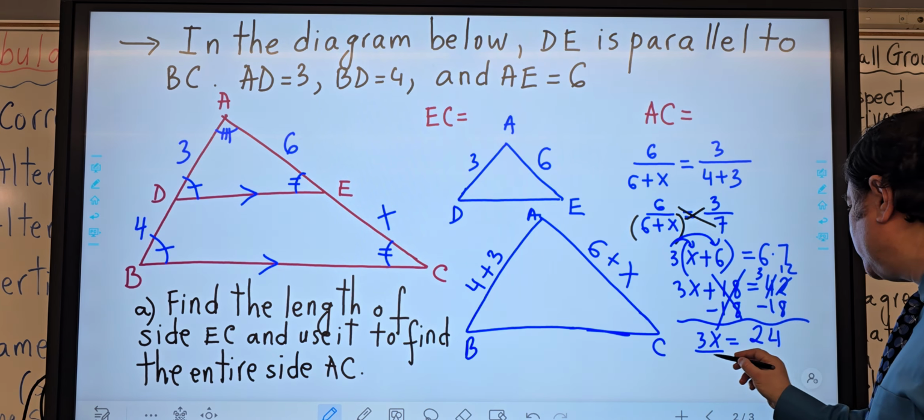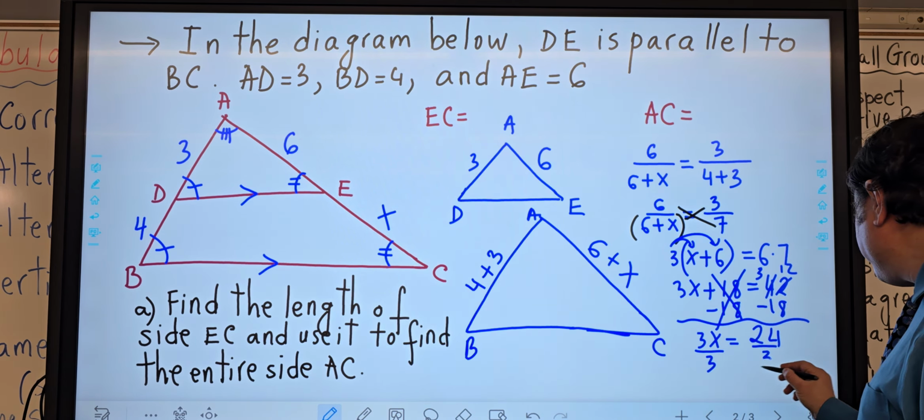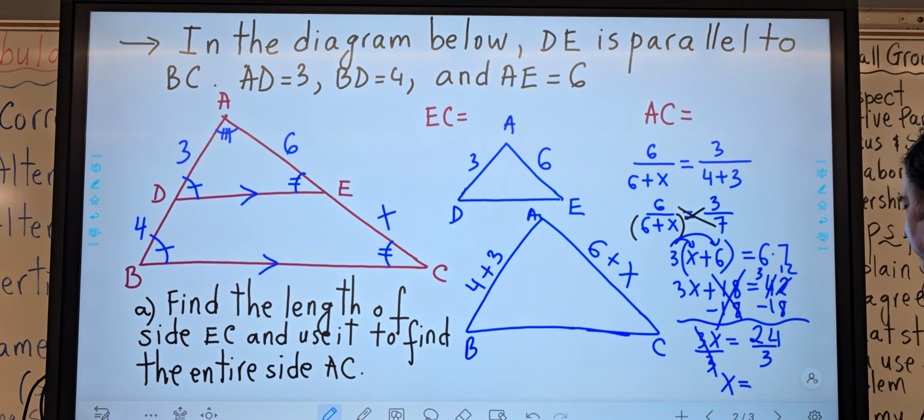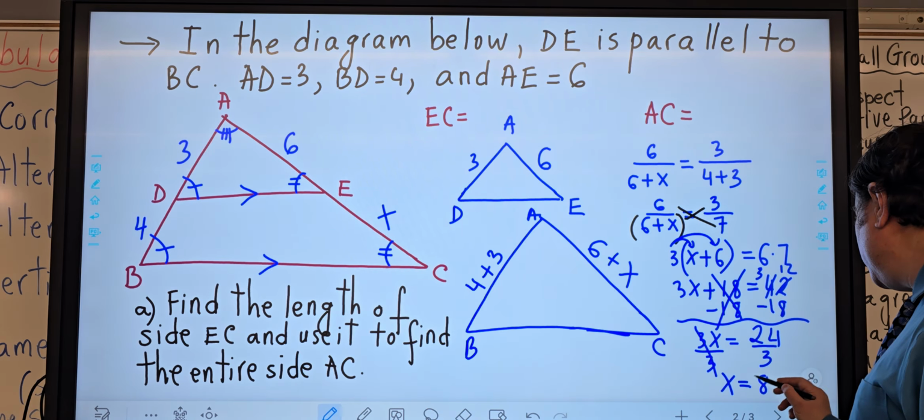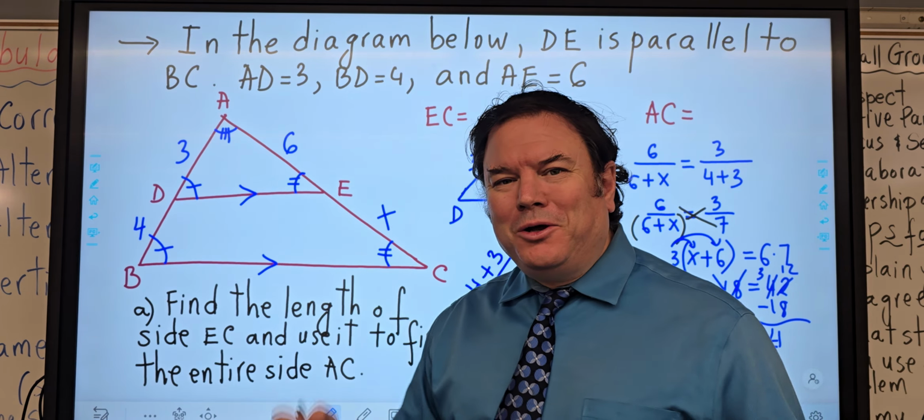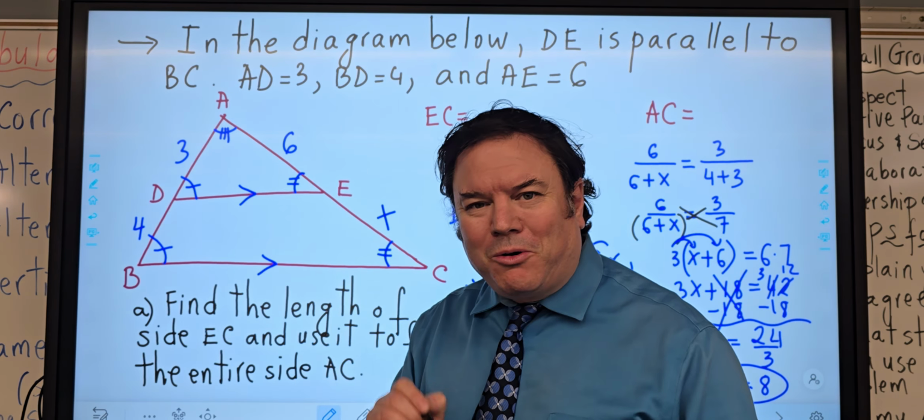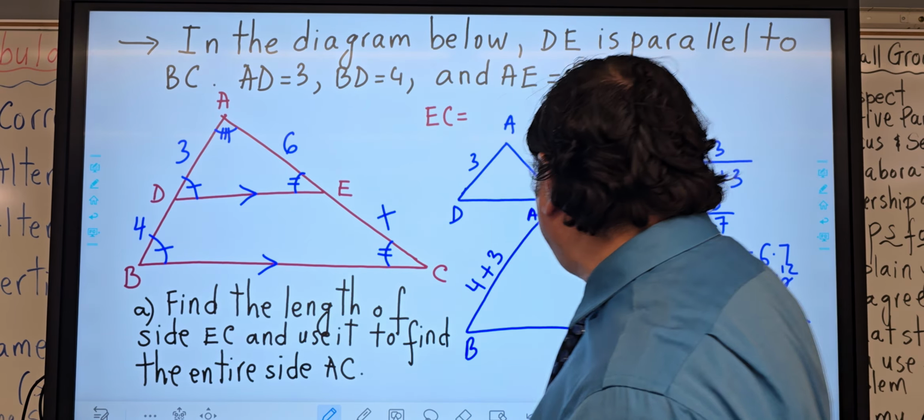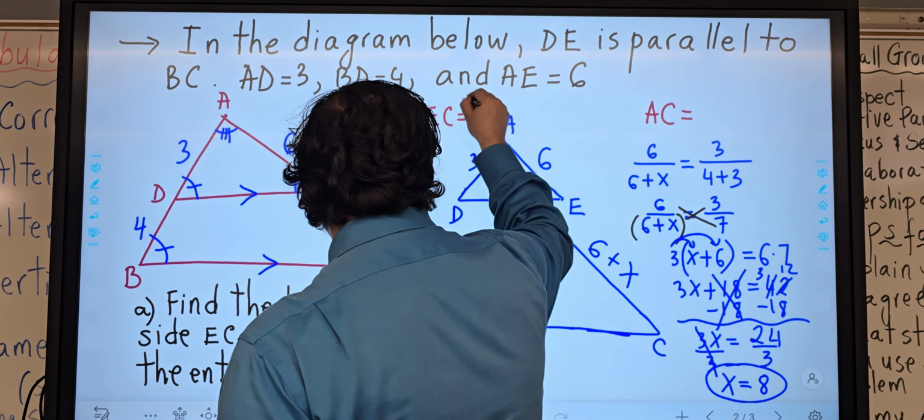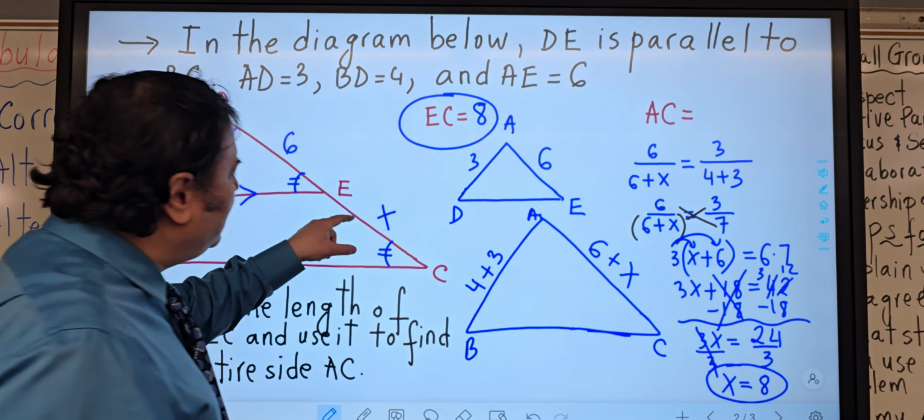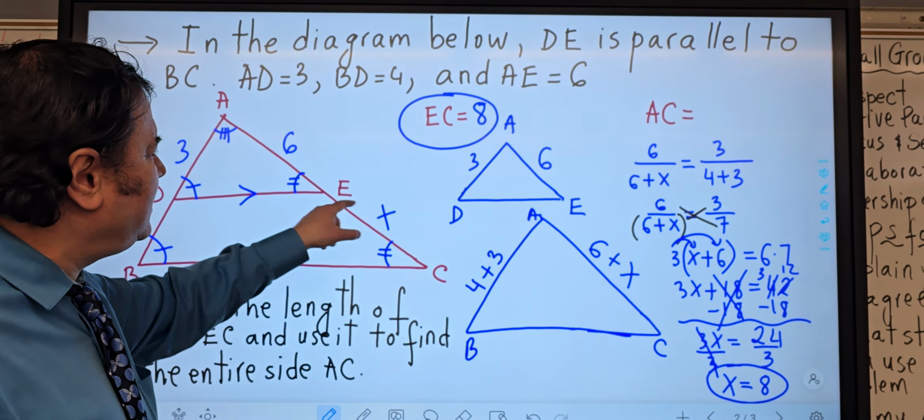And finally, divide both sides by 3. They simplify, so we get x equals 24 divided by 3. 3 times 8 equals 24. X equals 8. I hope you got the same answer. Once you start it on your own, if you got EC or X equals 8, you got the right answer right there. So now we got X equals 8 or EC equals 8.